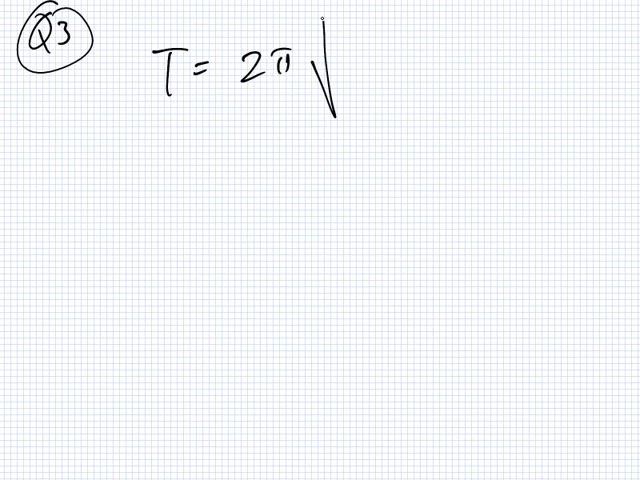Right. Question 3 now. I'm going to give you a formula that looks familiar. T equals 2 pi root L over G. Okay, another question. Sorry. Okay, make it good.